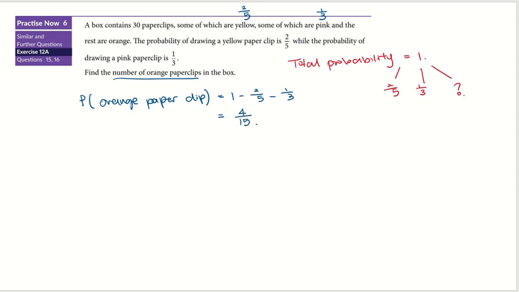Okay, this is the chance. But the question is not just asking you for the probability of an orange clip in this case. They're asking you to find the number. So if I want to find the number, since I know that the chance is 4 over 15, right?